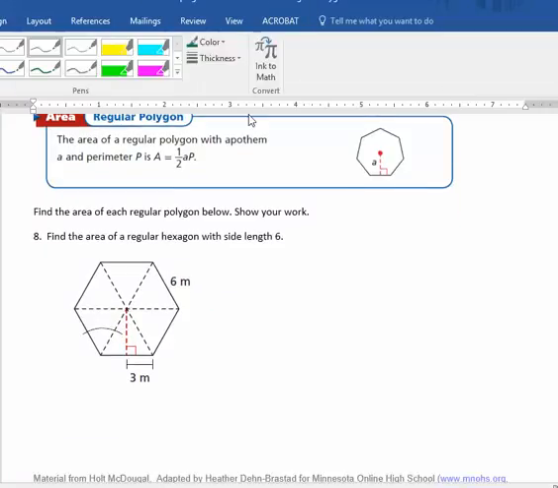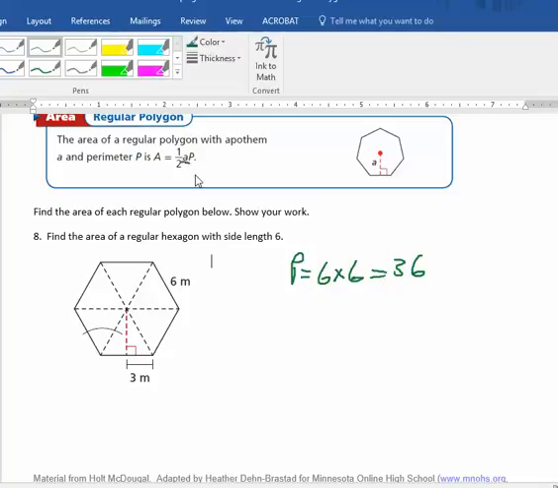All right, so in number 8, we have a hexagon. It's a regular hexagon. All of these will be. We are given that one side length is 6. So we could find the perimeter of this because there's 6 sides and they're each 6, so that's 36. But we don't know the apothem, the A part of this formula.